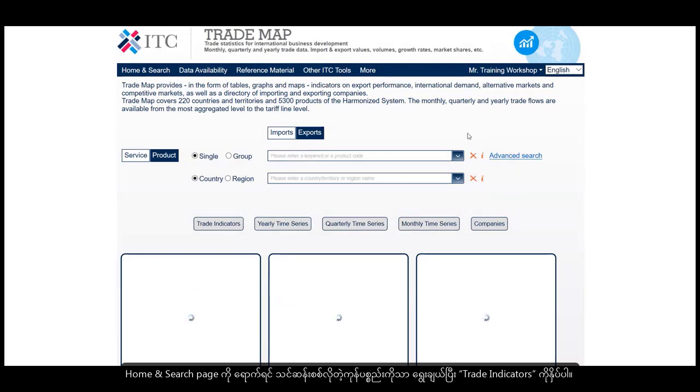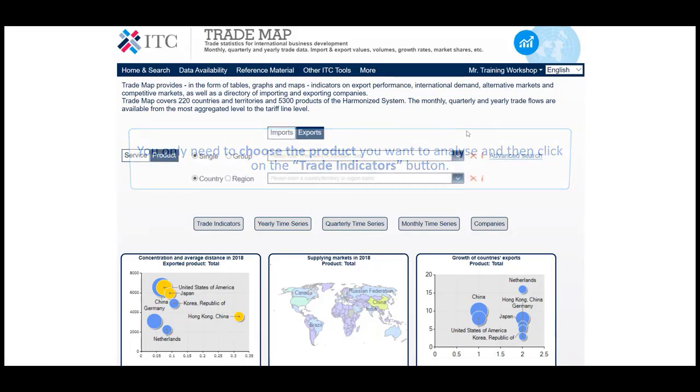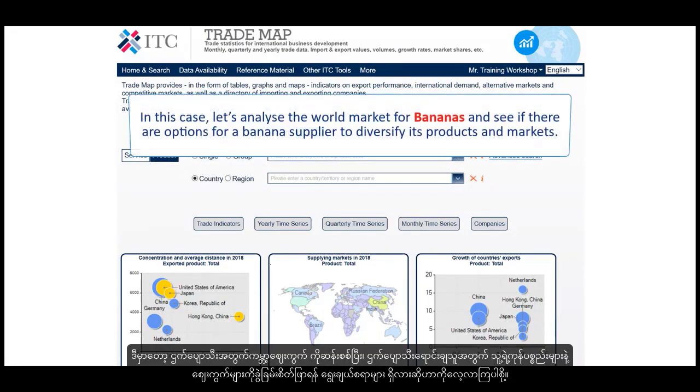Once you are on the Home and Search page, you only need to choose the product you want to analyze and then click on the Trade Indicators button. In this case, let's analyze the world market for bananas and see if there are options for a banana supplier to diversify its products and markets.